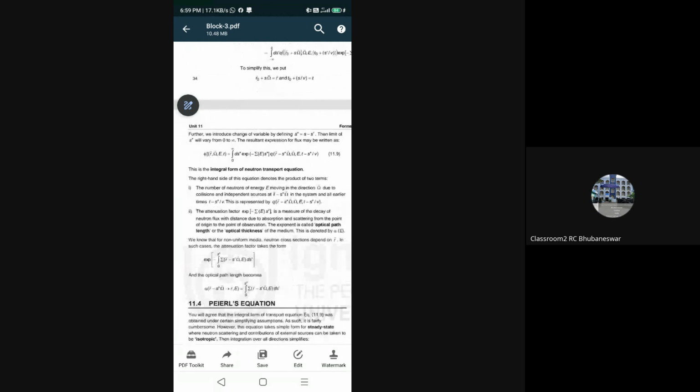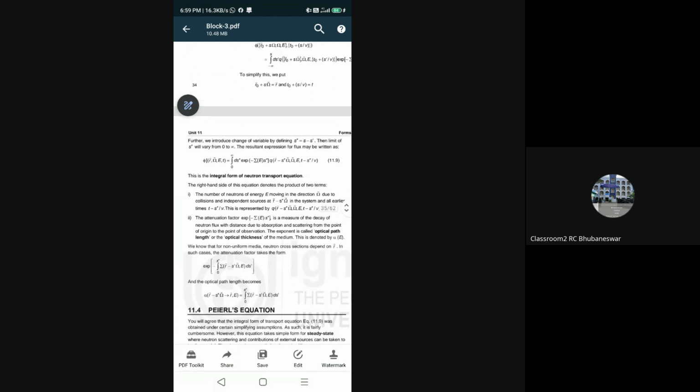The attenuation factor, exponential minus sigma s double dash, is a measure of decay of neutron flux with distance due to absorption and scattering from the point of origin to the point of observation. The exponent is called the optical path length or the optical thickness of the medium. This is denoted by alpha, which is a function of E. Are you getting it?